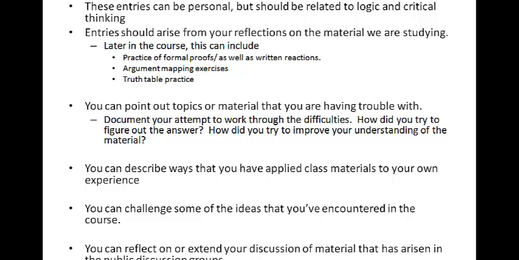If you want to flag things that you're having difficulty with, I'd encourage that. If you're going to do it, though, don't just type in, "I don't understand," for example, what statistical independence is, but try and figure it out and document your attempt to figure it out. So how are you going to find this out for yourself? Figure out the answer. What resources did you go to? And just generally, how did you try to improve your understanding of the material?